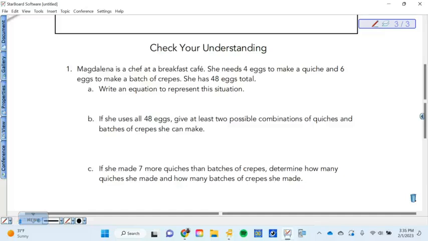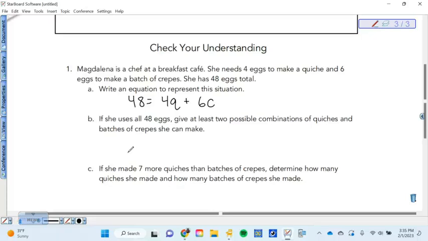So we've got an equation from that, right? 48 is the total amount of eggs equals 4 eggs for every quiche plus 6 eggs for every batch of crepes. So that's perfect. And then if she uses all 48 eggs, we want to come up with a couple of examples, couple combinations of how many quiches and how many crepes she's going to make. So what's one combination you guys came up with?